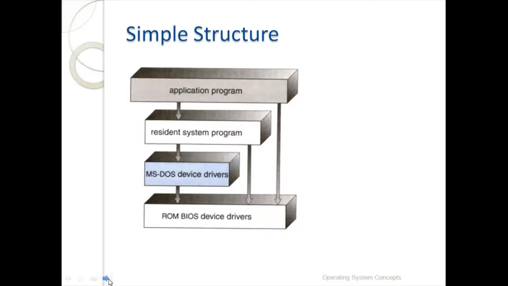It consists of two separable parts, the kernel and the system programs. The kernel is further separated into a series of interfaces and device drivers, which were added and expanded as Unix evolved. We can view the traditional Unix operating system as being layered, as in the second picture.